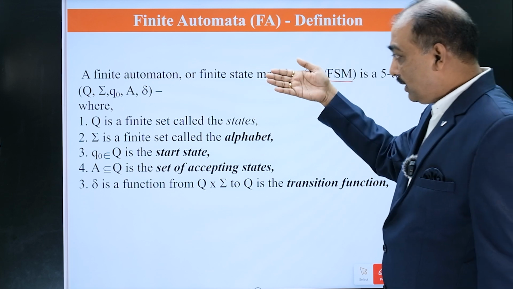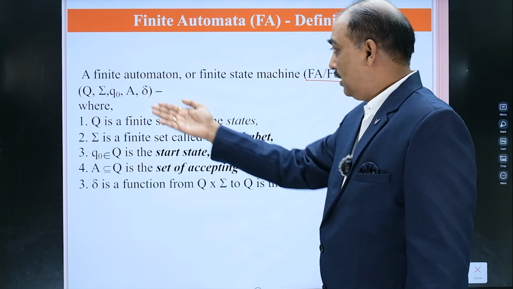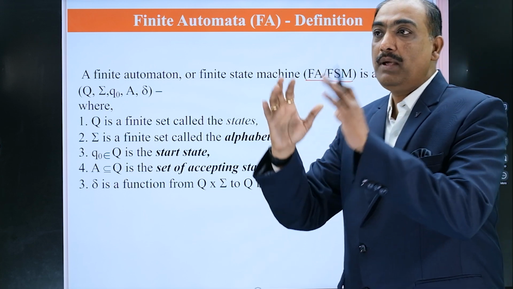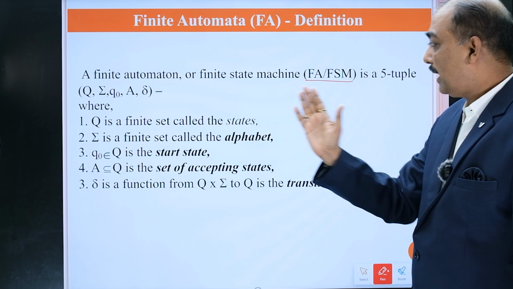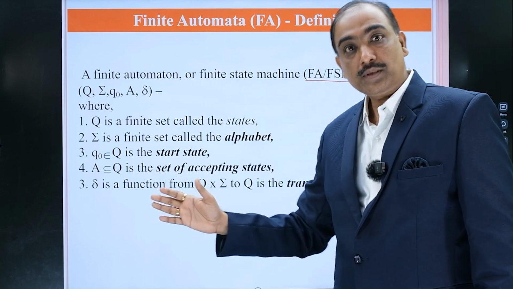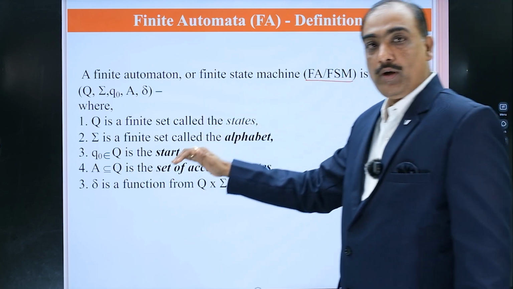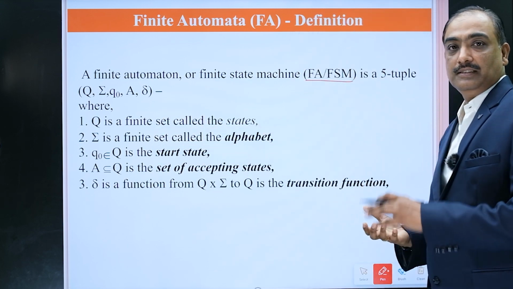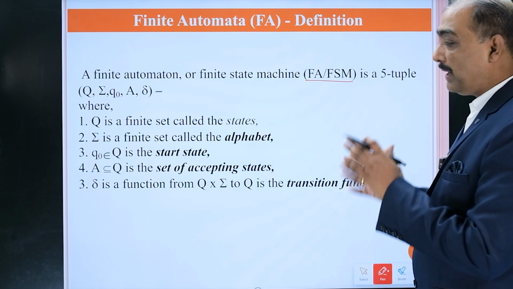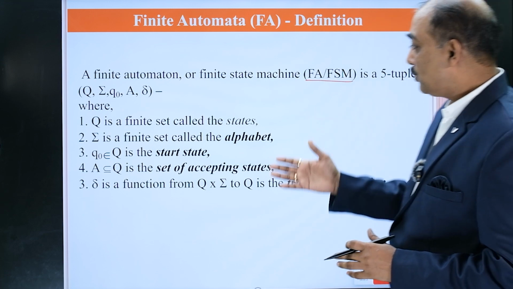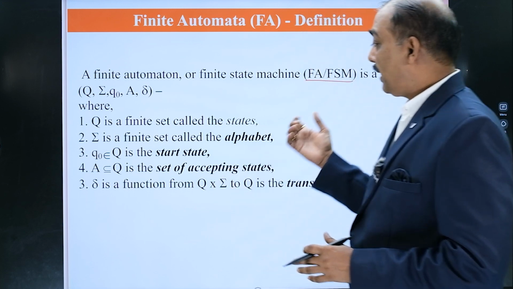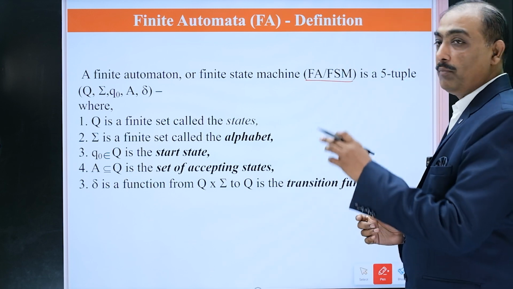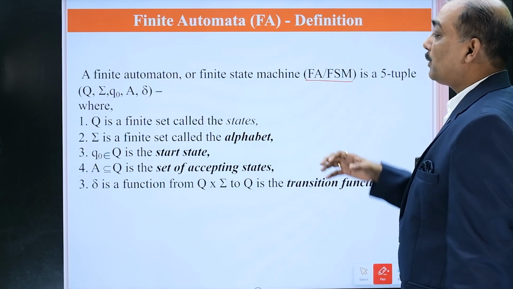Now what is each of these elements? Q is nothing but a finite set of states. I'll have certain states in this finite automata, so that number of states must be finite. Sigma, we have seen, is an input alphabet. So sigma is a finite set that we call the alphabet. It is a finite set of symbols. Q0 is the starting state. But remember, we write Q0 belongs to Q. So obviously that initial state must be from the set of states.